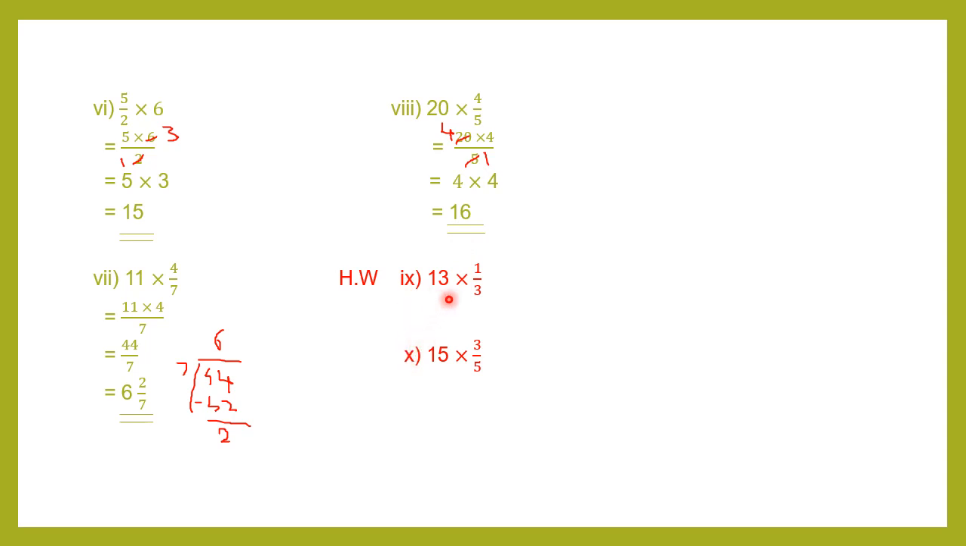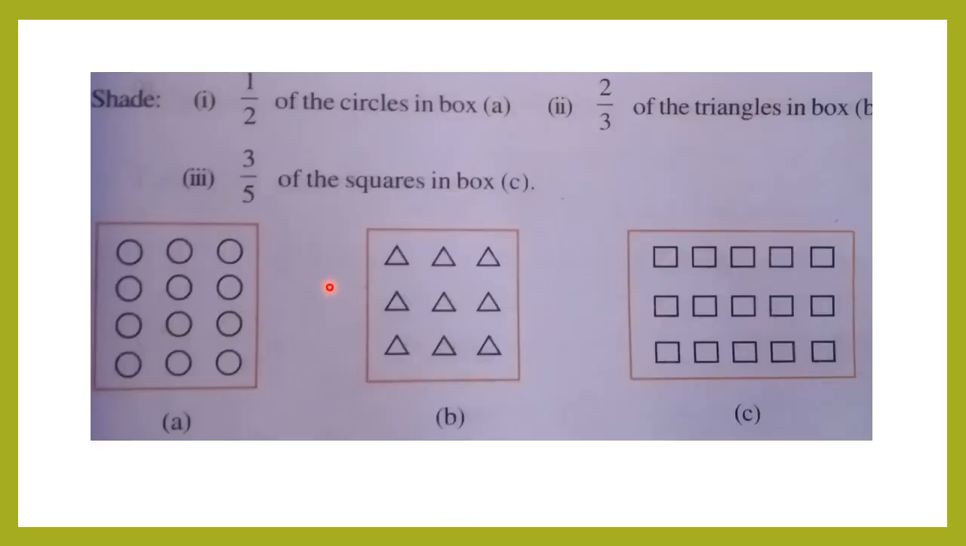First one is 13 multiplied by 1 by 3 and 16 multiplied by 3 by 5. You can do the same. Now question number 2, shade. First one, 1 by 2 of the circles in box A. Second, 2 by 3 of the triangles in box B. And third one, 3 by 5 of the squares in box C.